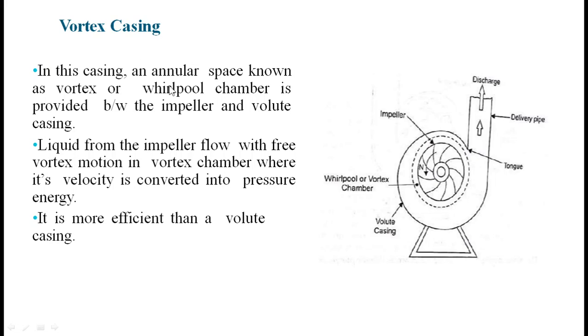The second one is the vortex casing. In this casing, an annular space, the vortex or whirlpool chamber, is provided between the impeller and the volute casing. Liquid from the impeller flows with a free vortex motion in the vortex chamber, where its velocity is converted into pressure energy. It is more efficient than the volute casing.